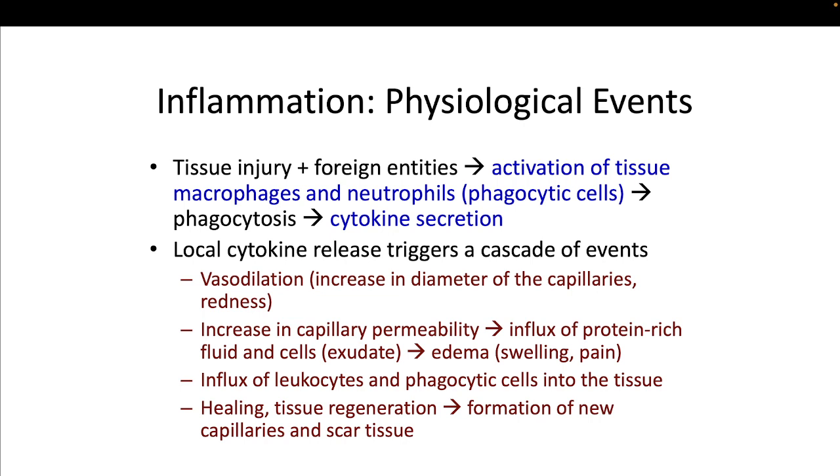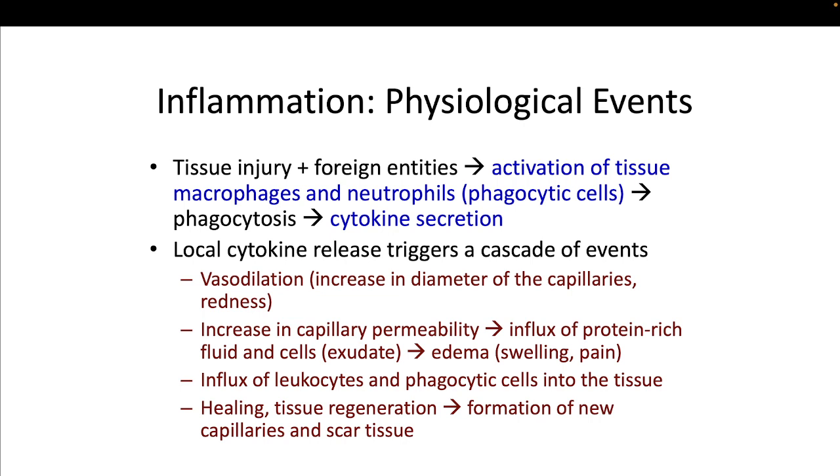First, it will cause vasodilation, which is nothing but an increase in the diameter of the capillaries. Your capillaries will increase in size a bit to let a lot of blood flow in towards the site of injury or wherever the infection is detected. This in turn brings in a lot of your immune cells, the leukocytes. That is why we observe redness whenever we have some injury.